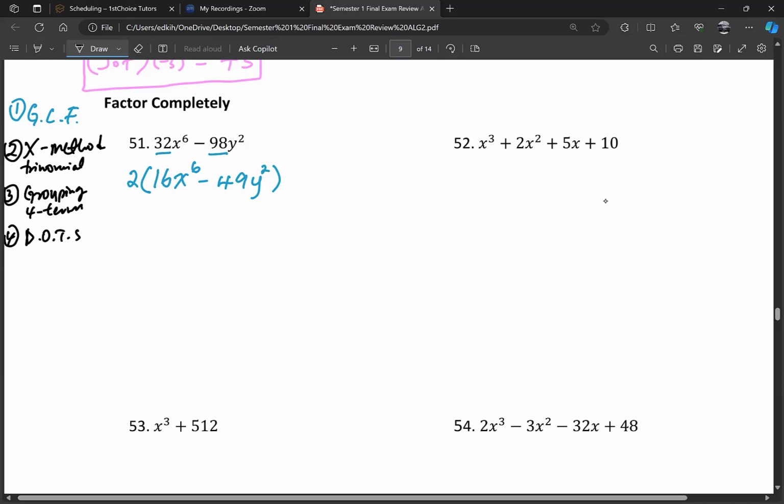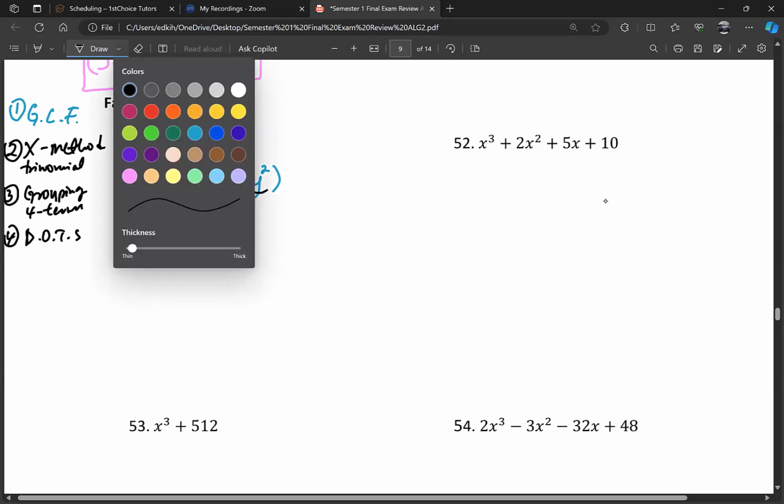This is when you have a binomial with a subtraction and two values that have a square root, which is what we're looking at for number 51. There's a subtraction on this binomial, and both of these have a square root. The square root of 16x to the sixth is 4x to the third. The square root of 49y to the second is 7y. You guys remember this? I hope you do.